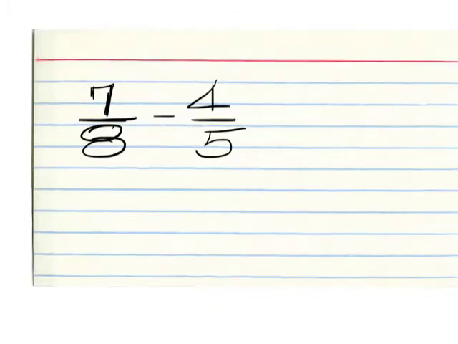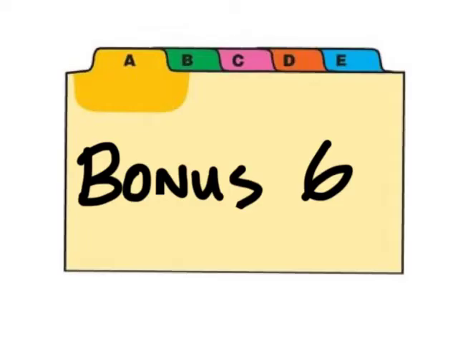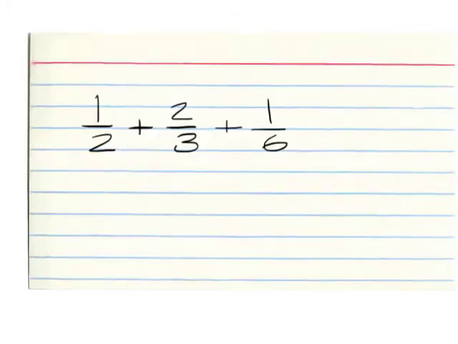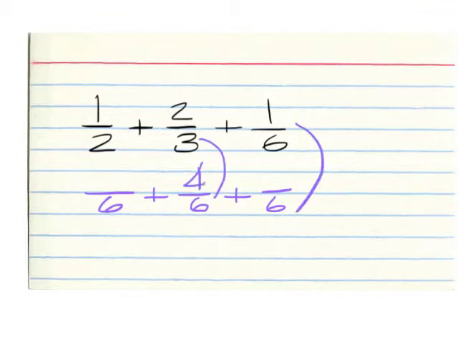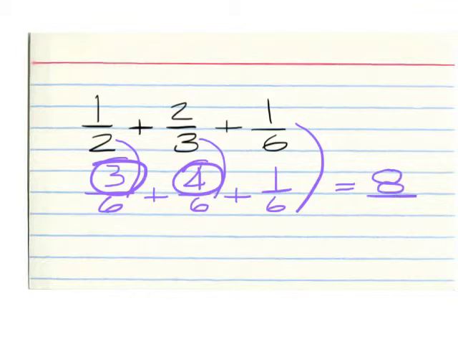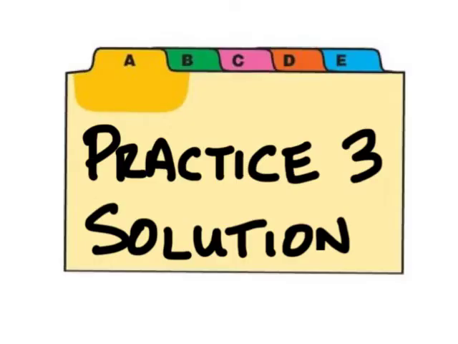Bonus 5. 7 over 8 minus 4 over 5. The bonus should be 3 over 40. Bonus number 6. 1/2 plus 2/3 plus 1/6. The bonus should have a common denominator of 6, so that means this one doesn't change. This is by 2, and that's by 3. So that would be 3, 4 is 7 plus 1 is 8. 8 over 6, you can reduce that to 4 over 3, which is 1 1/3.